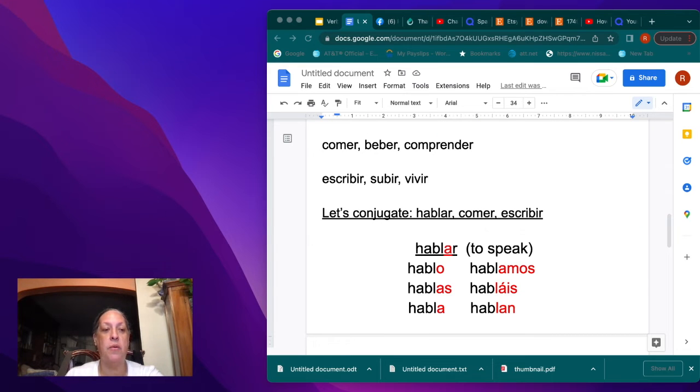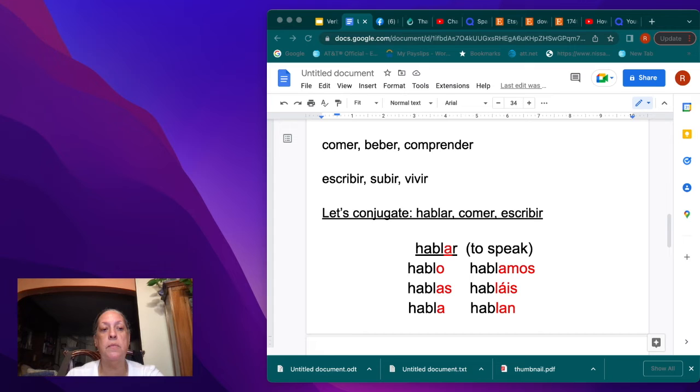Okay, for the verb hablar, we took off the ending AR and we are left with the stem habl. And then when we add our endings o, as, a, amos, áis, an for the appropriate subjects, you have hablo, hablas, habla, hablamos, habláis, hablan. Now, a lot of times we leave off the subject pronouns in Spanish because our ending indicates the person that we're speaking about or to.